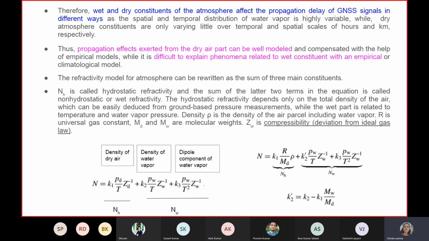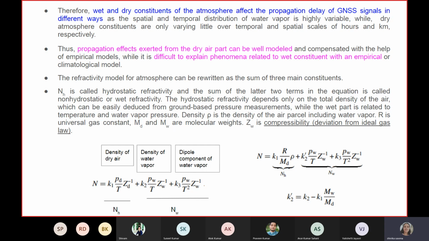Hydrostatic refractivity depends only on the total density of air, which can easily be deduced from the ground-based pressure measurement. So we only need pressure measurements and the location of the site, as we've seen already in the models which design the hydrostatic delay, as we've seen, the Saastamoinen model and Hopfield model. Okay, so what is happening there? We are using the ground-based pressure measurements as well as the site location to deduce the hydrostatic refractivity.